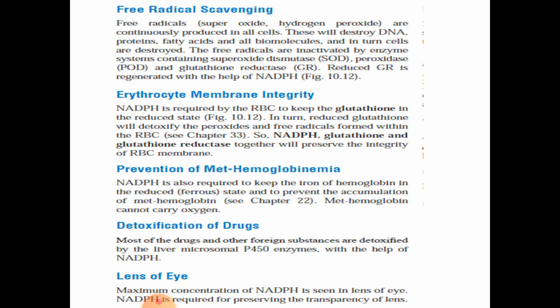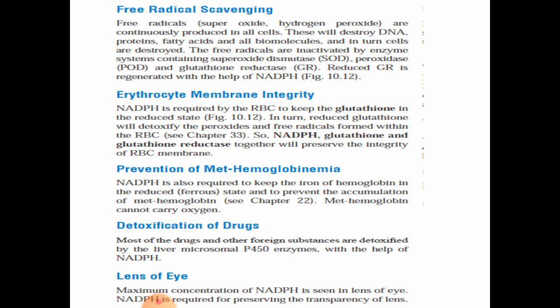Next function is the prevention of formation of methemoglobin. NADPH helps the hemoglobin to keep the iron in the reduced form, that is, the ferrous state. So it prevents the accumulation of methemoglobin, which is functionless and cannot carry oxygen. Methemoglobin accumulation has to be prevented for the proper transportation of oxygen throughout the body.